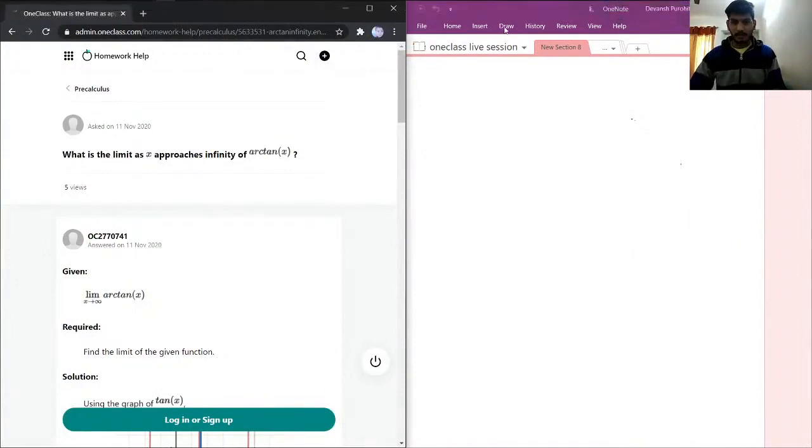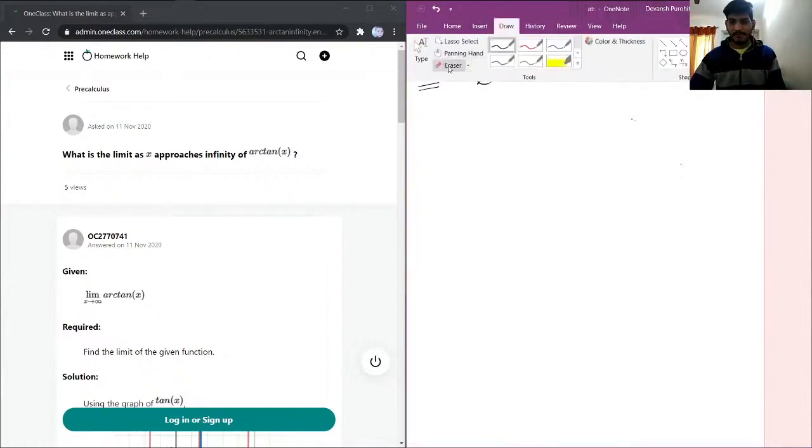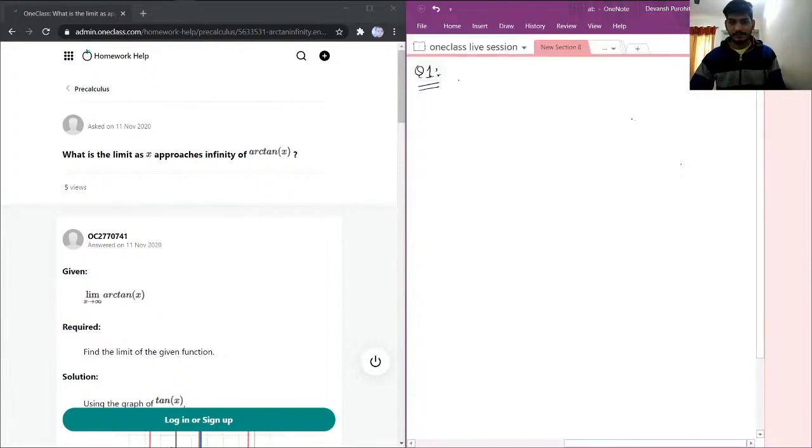So without wasting time, let us just move towards our question. First, we have question number 1. It states: what is the limit as x approaches infinity of arctangent, or tangent inverse, of x? For this, we must remember the basic trigonometric ratios of some popular angles.